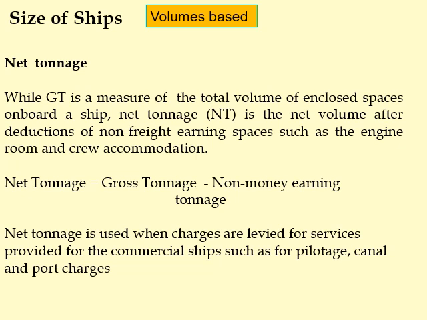So for net tonnage, we say it's gross tonnage minus non-money earning tonnage. This net tonnage is the one used for calculating charges for services such as pilotage, canal, port charges, and so on. So the authorities will calculate how much to charge based on the net tonnage of the ship.